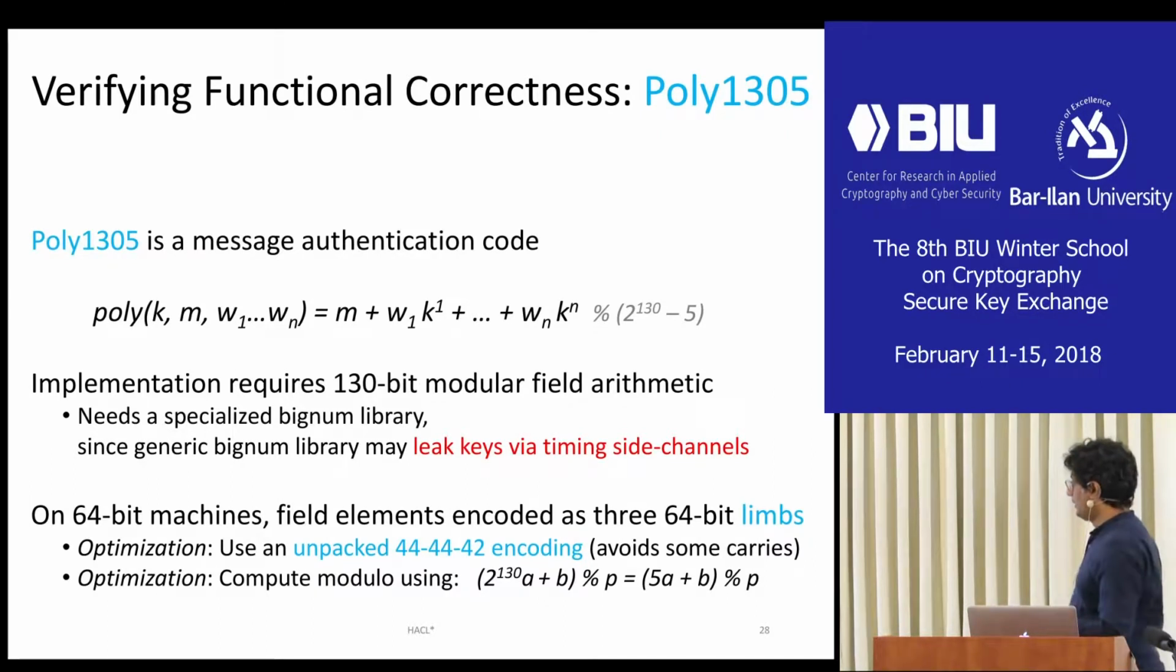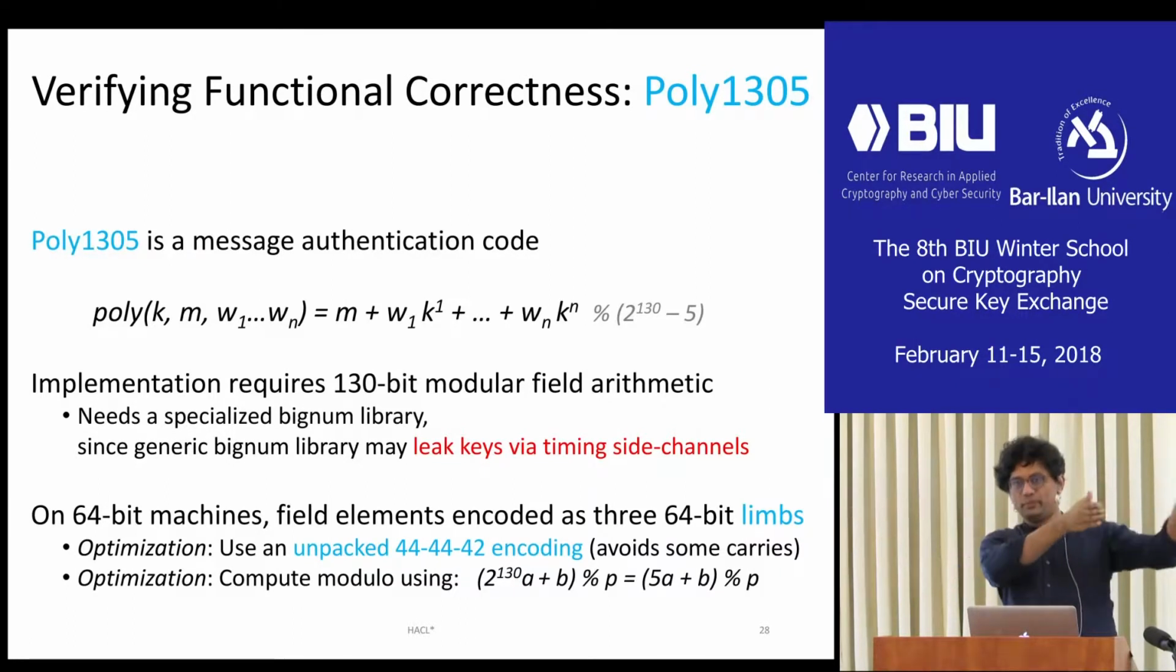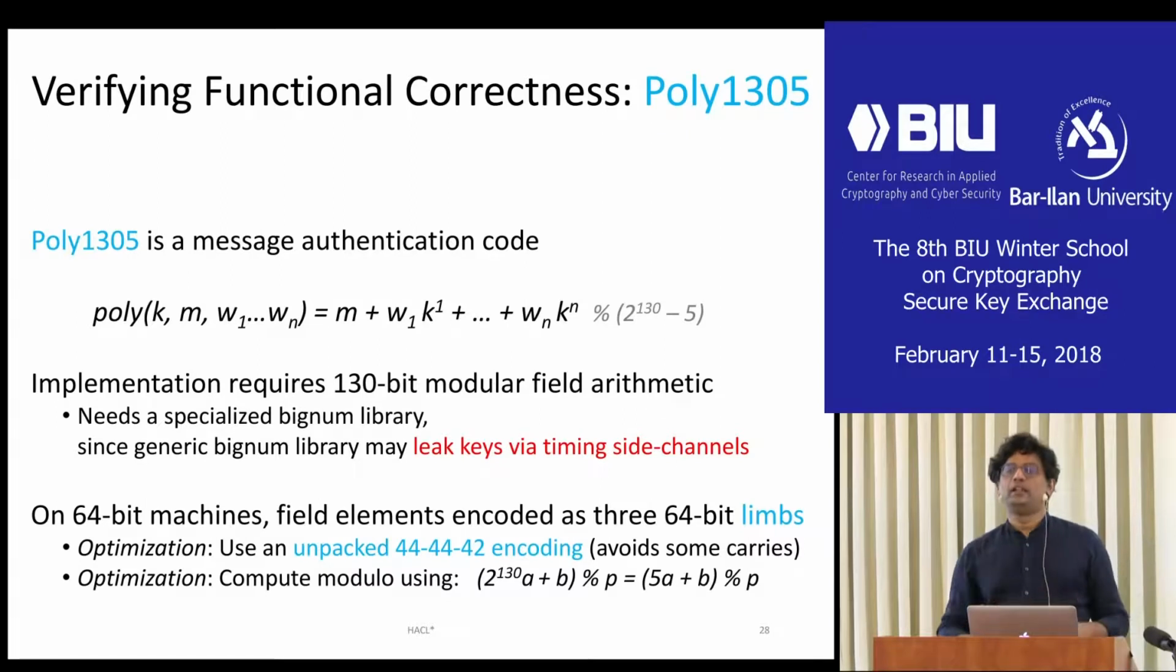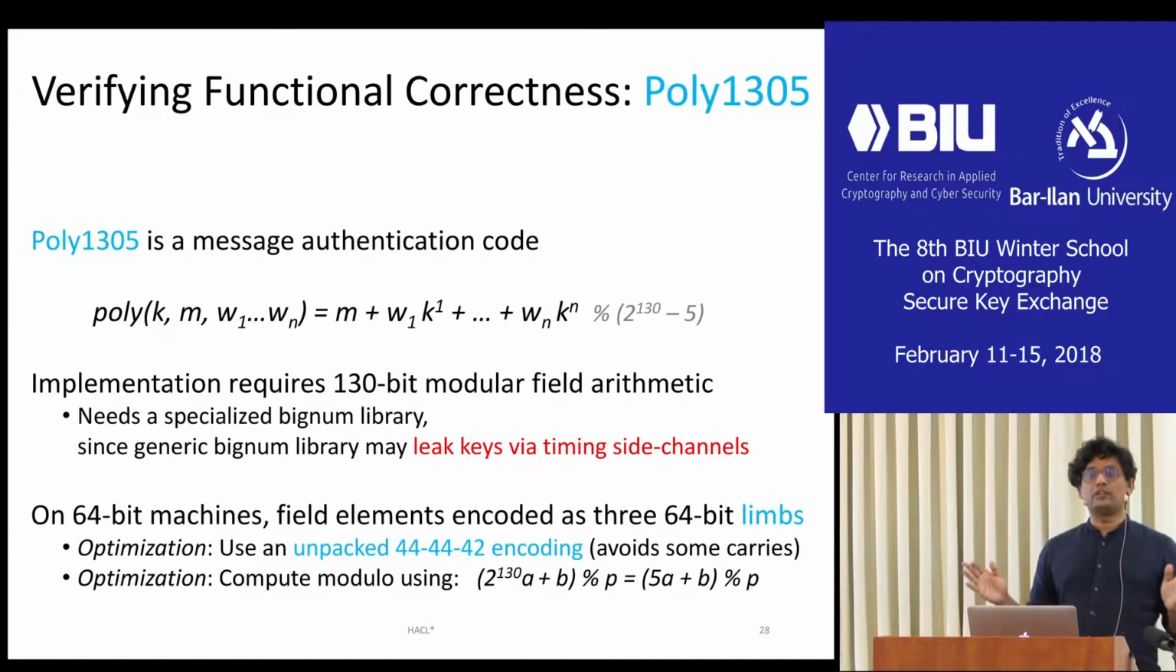So for example, for 64-bit machines, how do you represent a 130-bit number? You can say I can do 64 bits, 64 bits, 2 bits, right? That's one way of doing it. Or you can say I'm going to do 44 bits, 44 bits, 42 bits. Now it turns out that 44, 44, 42 is efficient on certain architectures, and so that's what a lot of implementations of Poly1305 use.